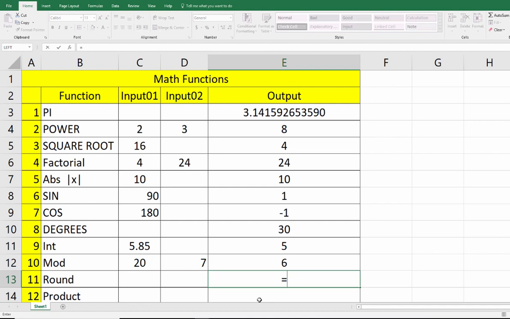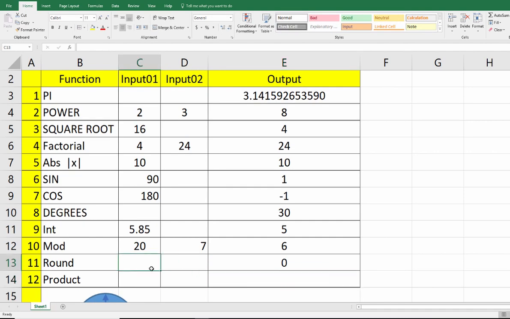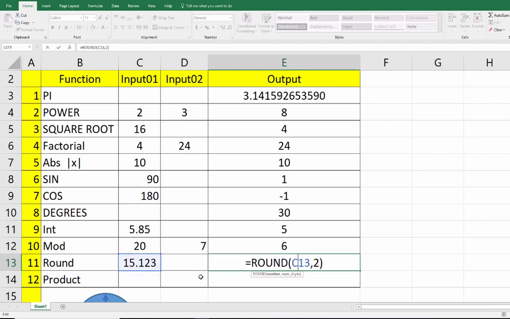Let's do ROUND quickly. For ROUND, I'm going to choose a number and select the number of digits. For example, 2. I'm going to write, let's say, 15.123. It will round the value and give me just 2 digits from the decimal part. If I use 1, it will give me only 1 digit.